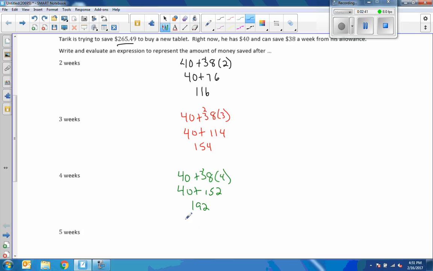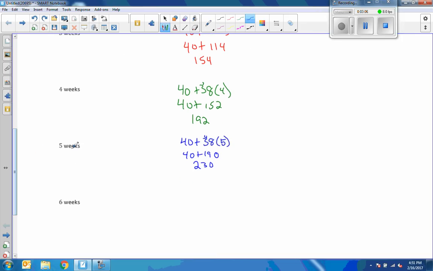So week five is 40 plus $38 per week times 5 for 5 weeks. 40 plus 5 times 8, 40. Carry the 4. 5 times 3 is 15, plus 4 is 19. 40 plus 190 is 230. Much closer, but we're still a little bit short. One more week might do it.